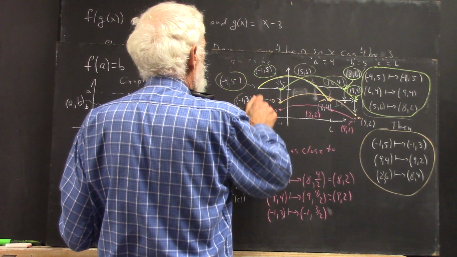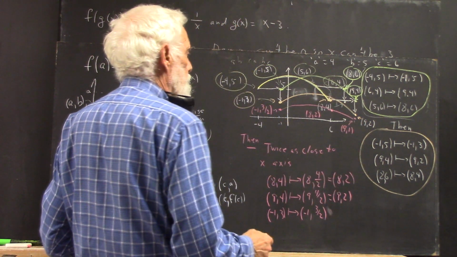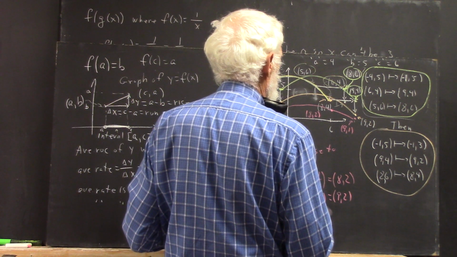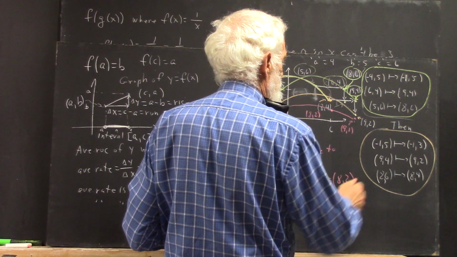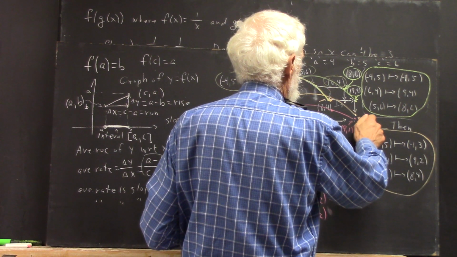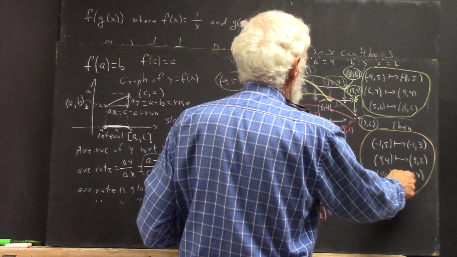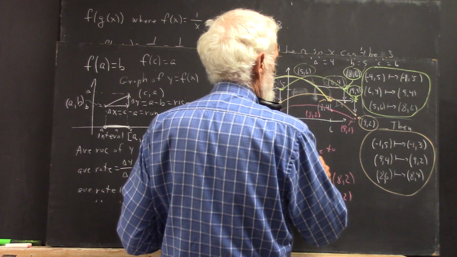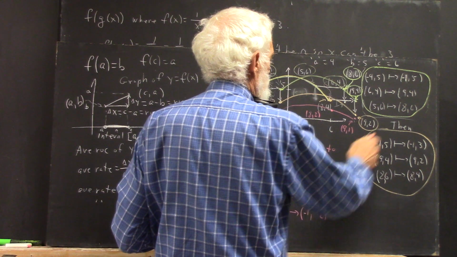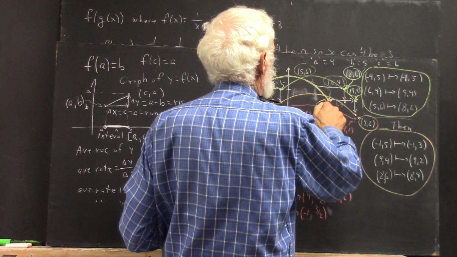So negative 1, 3. Now this graph is going to be the orange graph, if you wish. And then we have 9.4 goes to 9.2, so here's the point 9.2 here. And the point 8.6 goes to 8.4. And point 8.6 will go down to 8.4, and that's going to be this point.